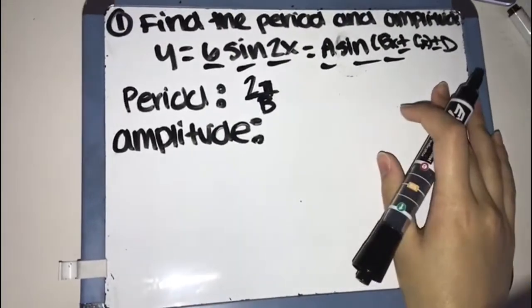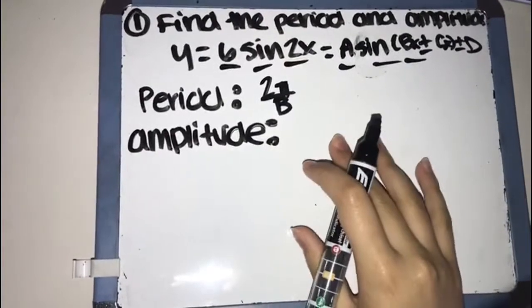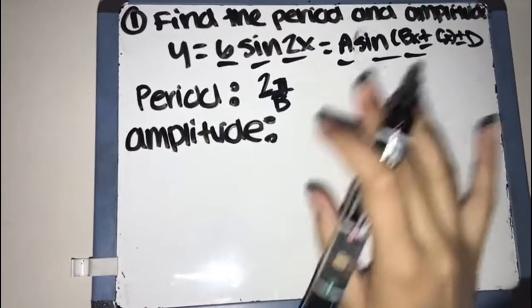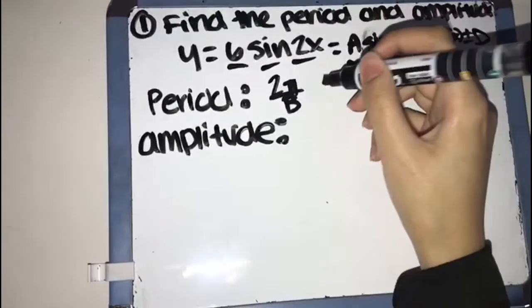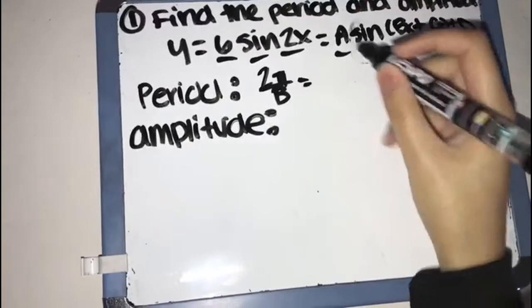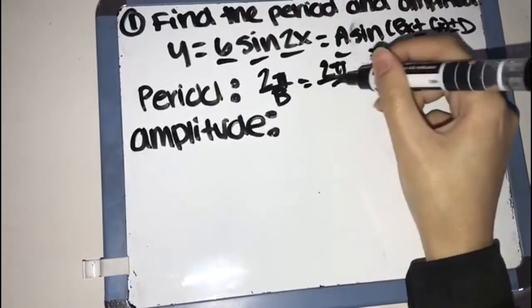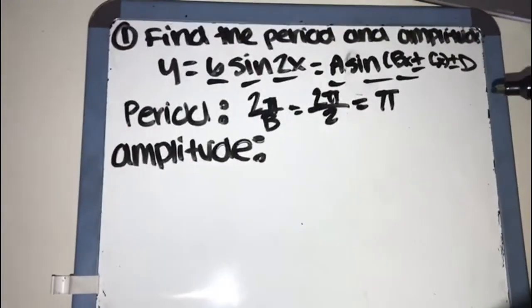Sometimes they don't have that because they make the equation long, but this one is just short for now, since this is the situation we are in. So the period would equal, let's substitute, 2 pi over 2. Since B is 2 right there, 2 pi over 2 would equal just pi. So the period is just pi, that's all.